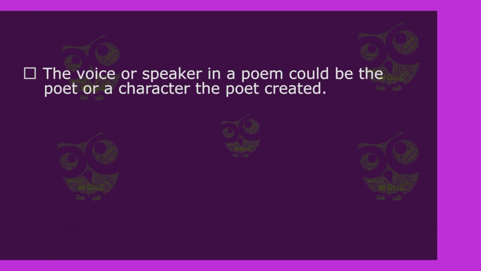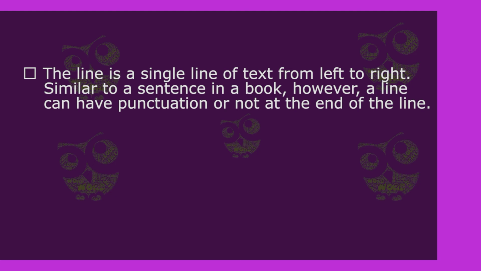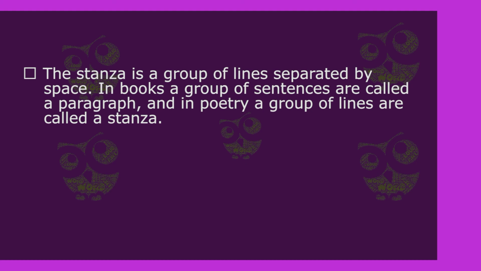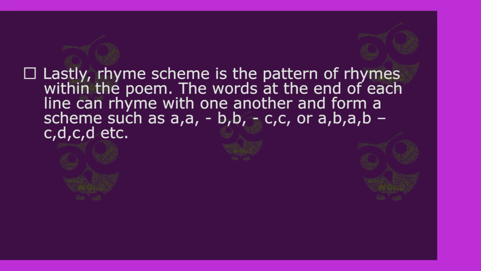The voice or speaker in a poem could be the poet or a character the poet created. The line is a single line of text from left to right, similar to a sentence in a book. However, a line can have punctuation or not at the end of the line. The stanza is a group of lines separated by space. In books, a group of sentences are called a paragraph. Now in poetry, a group of lines are called a stanza. And then lastly, rhyme scheme is the pattern of rhymes within the poem.